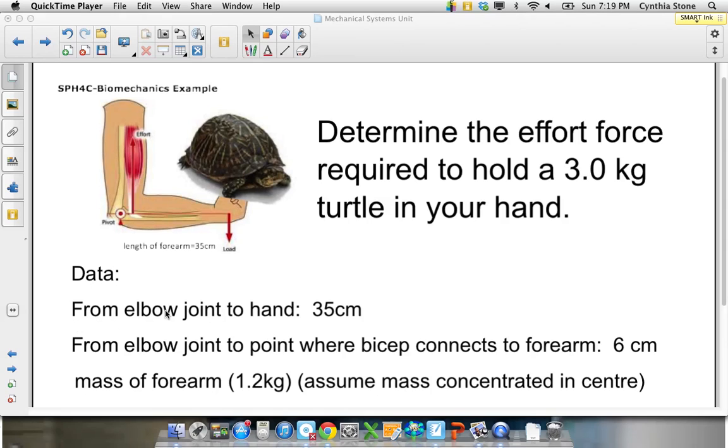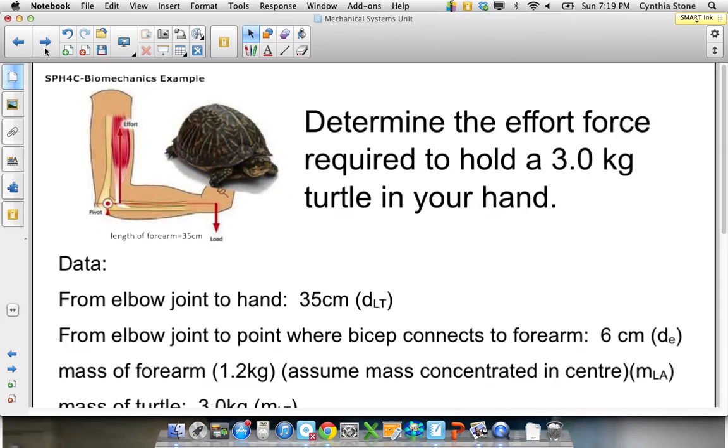of data: the distance from your elbow joint to your hand was 35 centimeters. From the elbow joint to the point of connection right here of the bicep is 6 centimeters. And your forearm has a mass of 1.2 kilograms. We'll pretend that it's concentrated in the center. Unlike holding a turtle that's right out here, clearly concentrated right there, this forearm we're pretending is all through the center. That takes away from some of the accuracy, but it's the best that we can do.